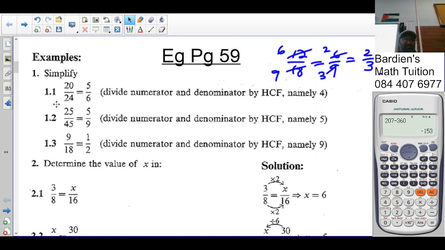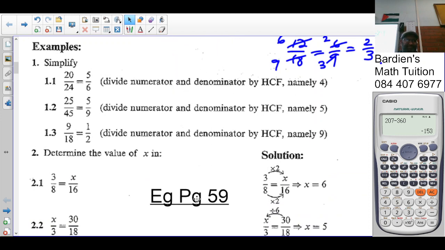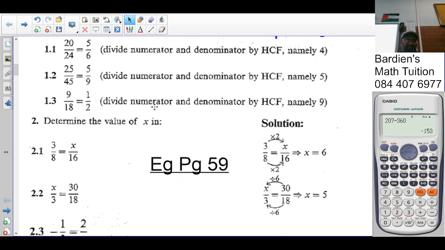Here we've got more examples. We are told 20 over 24. What is the highest common factor there? The highest common factor is 4. 4 goes into 20 5 times, 4 goes into 24 6 times. So it's 5 over 6. You all okay with that? Let's look at the next one.